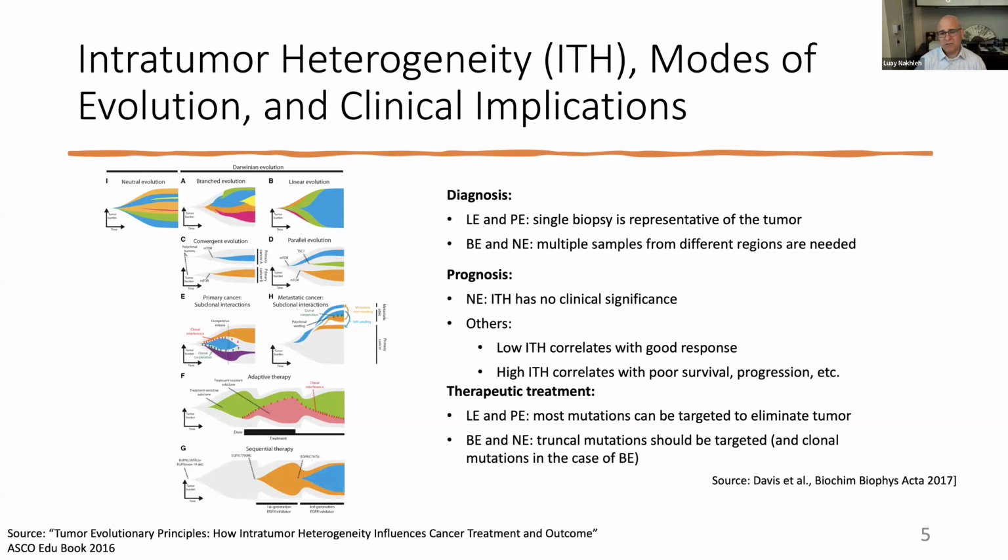So, for example, if you have linear evolution, a single biopsy is sufficient. But if you have branching evolution, where you have a lot of mutations in your cell population, then you need multiple samples so that you have better coverage. Same thing with prognosis and therapeutic treatment as well. So this is an interesting question here.